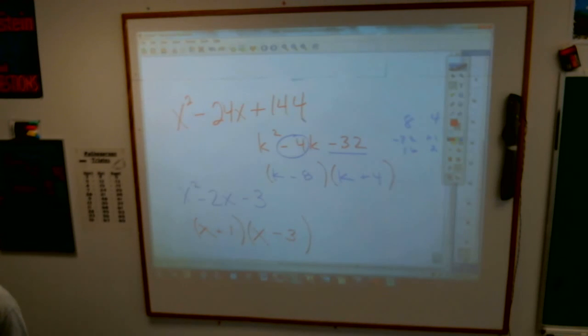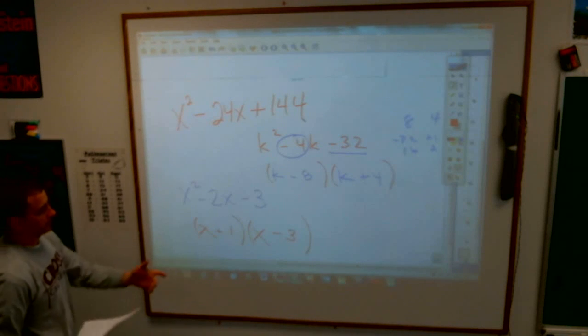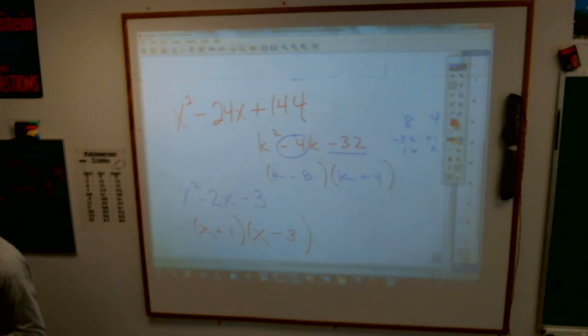Should you have x minus 3 in the first one? Yes, these could be flipped over. The parentheses could be in any order. You can't switch the negative. I mean, you could not make the 1 negative and a 3 positive.